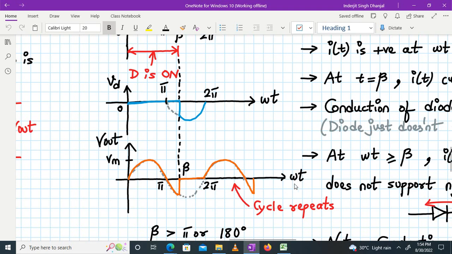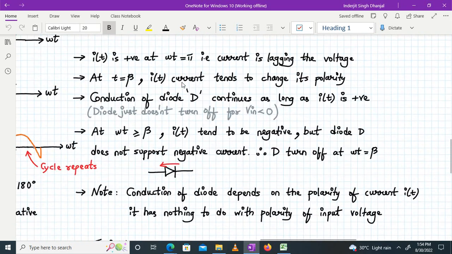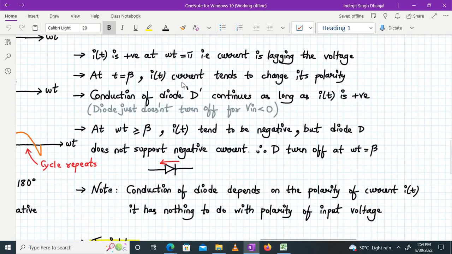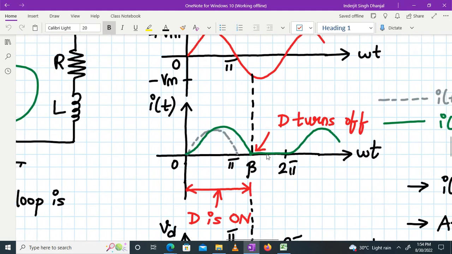Are you understanding? So because of the RL load, your V out is going negative. Normally what should have happened? At pi it should stop, right? In case of a resistive load, it will stop at pi, but here it will continue to conduct till beta. And why it continues to conduct till beta, I have explained that part. Okay, fine. And the higher the value of L, this beta will increase, the delay in conduction will increase more and more. So the beta will shift towards the right hand side. And remember, beta will be between pi and 2 pi always.